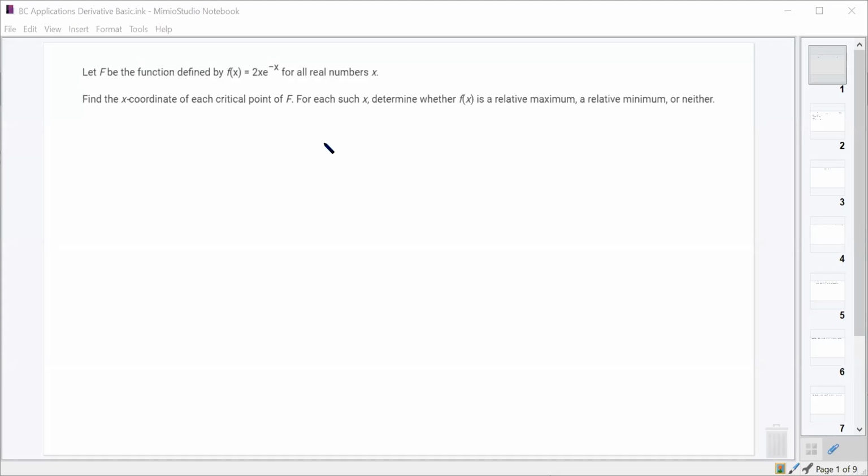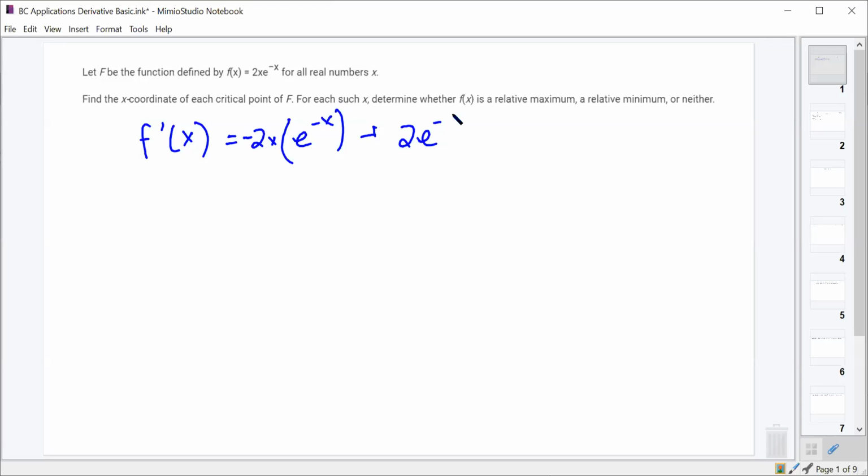So first thing we have to do, we're looking for the critical points and the relative maxes and mins, is take a derivative. So if it's 2x e^(-x), and we're looking for the derivative, we got to use which rule? Got to use the product rule. Good. So we'll do 2x times the derivative of e^(-x), and e^(-x) requires the chain rule. So it's just e^(-x) times the derivative of negative x, which is -1, and then plus 2, which is the derivative of 2x, times e^(-x). Everybody good with that?